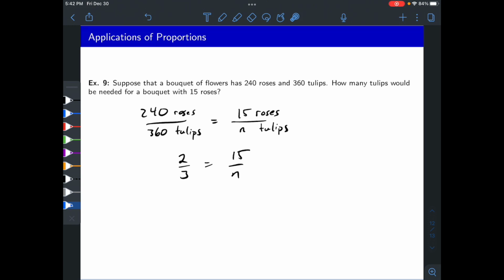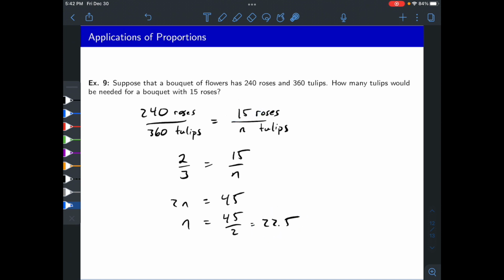Okay. Now, how do we solve this proportion? I could bring the n to the other side. I could do the cross multiplying thing. I just feel like doing the cross multiplying thing here. So 2n is equal to 15 times 3, which is 45. And then divide both sides by 2. So n is going to be 45 over 2, which is 22 and a half. So you have 15 roses and then 22 and a half tulips.